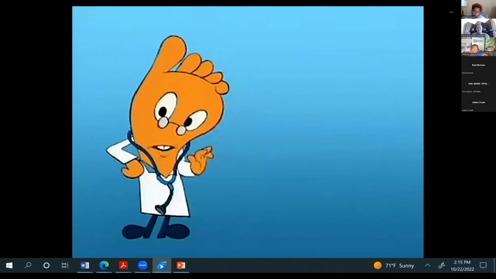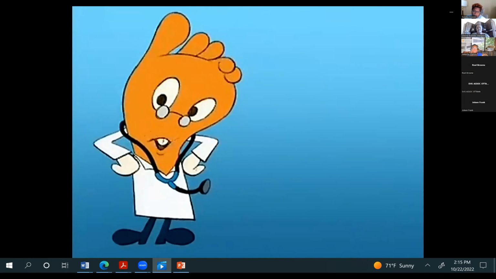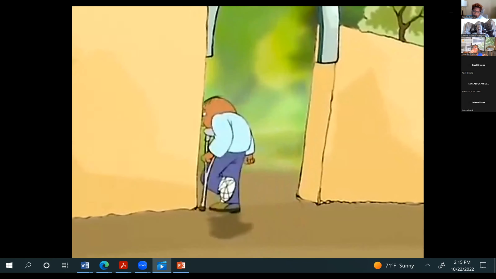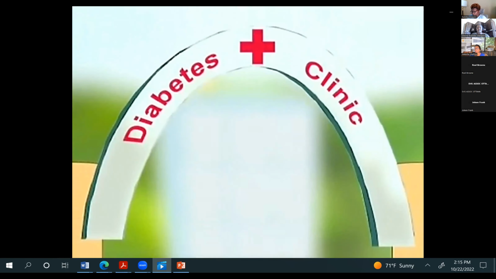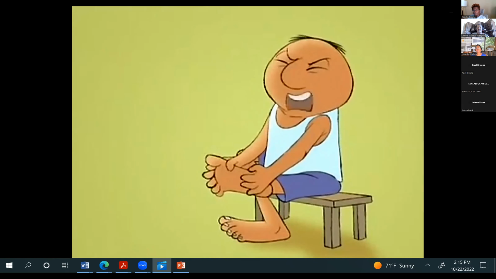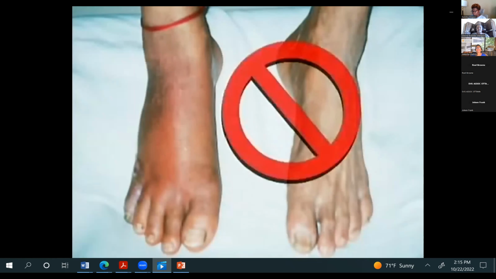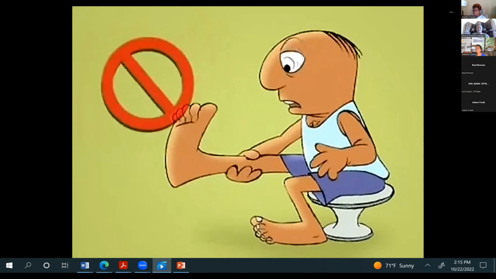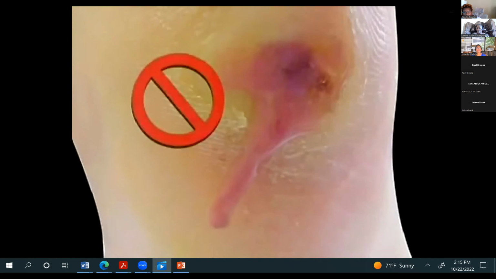Now let me tell you about the danger signs. If you become aware of any of these danger signs, seek help from your doctor immediately. Your foot becomes painful. Your foot becomes noticeably red or has any unusual discoloration. You feel a part or all of your foot is much hotter than usual. There is a discharge of any kind from your feet.